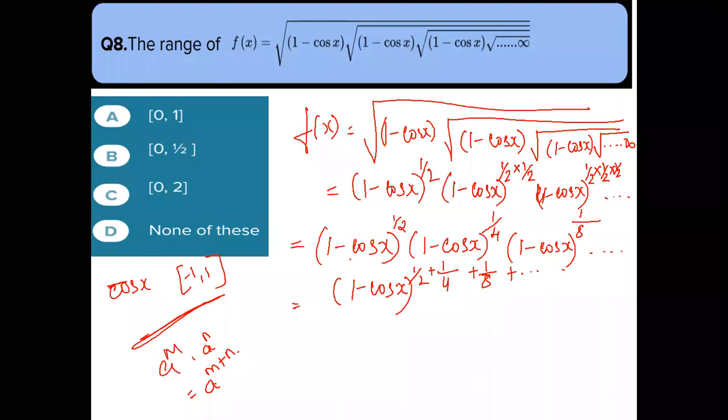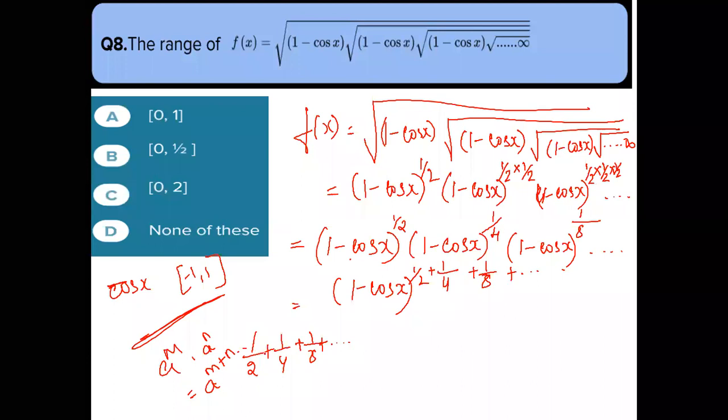Okay. Fine. So now, leave the base. Look at the power. What is the power? 1 by 2 plus 1 by 4 plus 1 by 8, and it goes on, and it goes on. Does it remind you of anything? Can you find something which you have studied in your first PUC in sequences and series? Which kind of series is this?